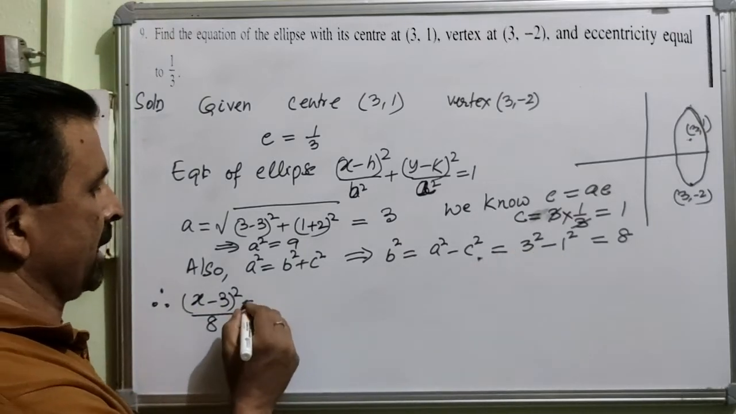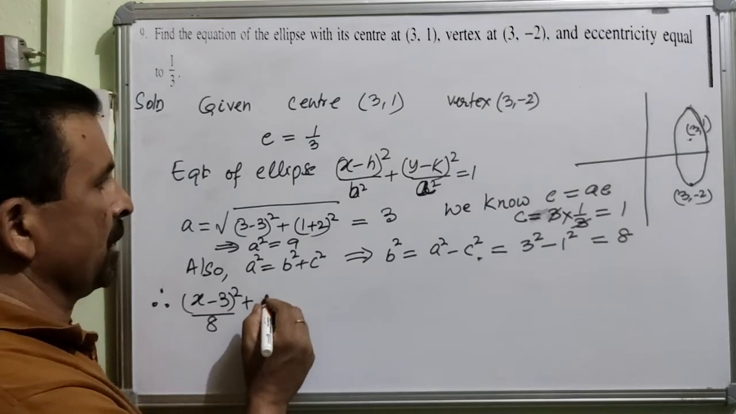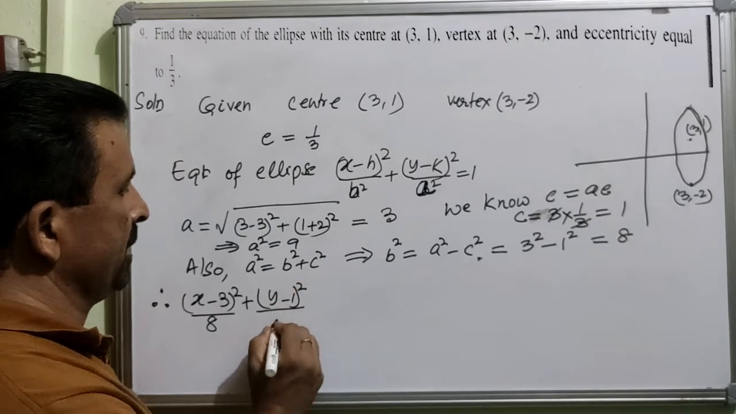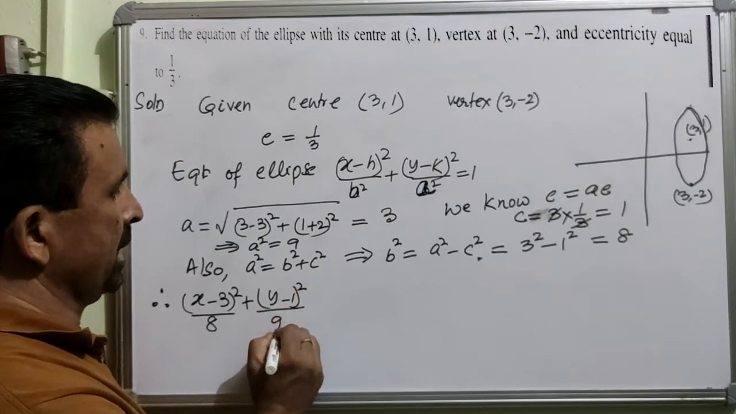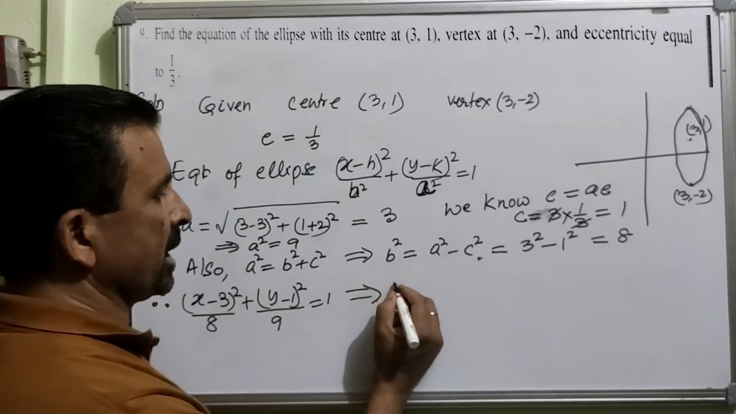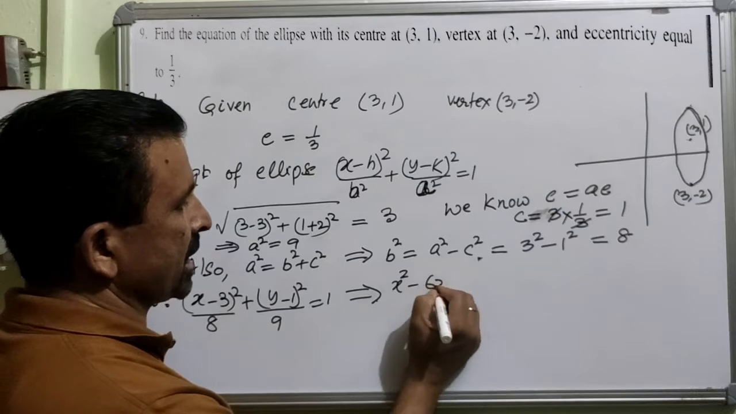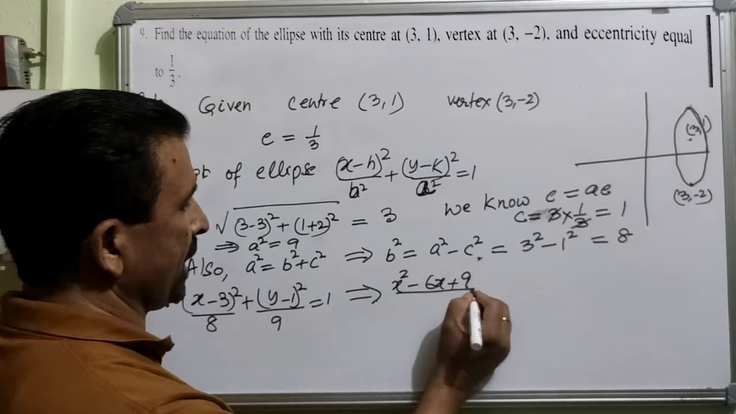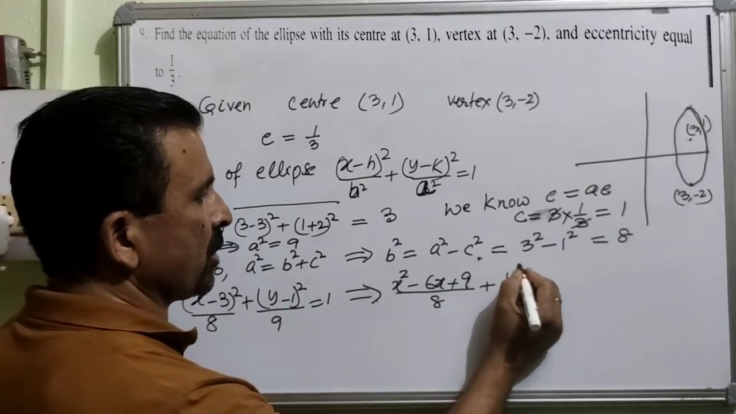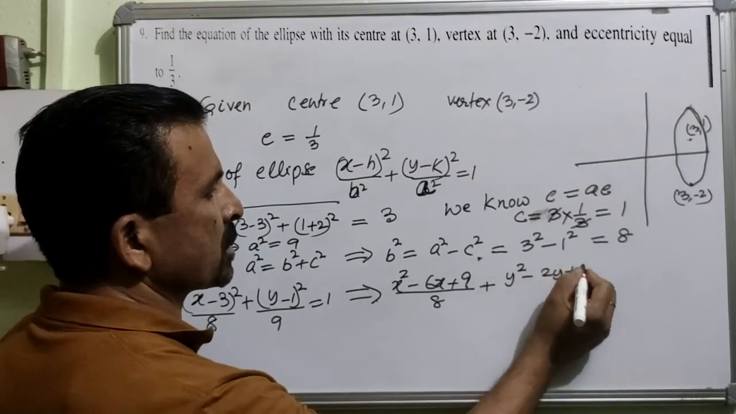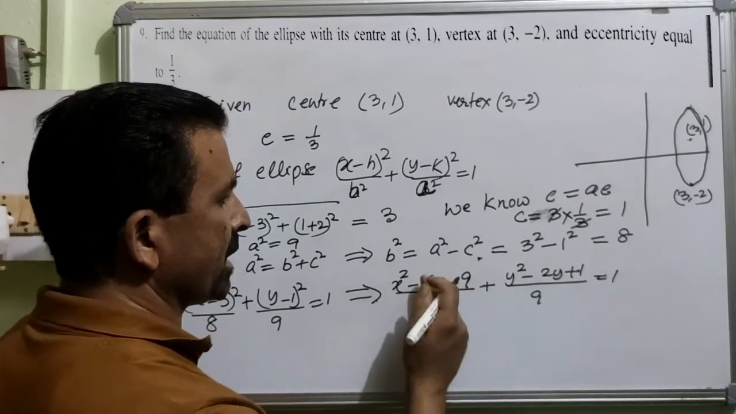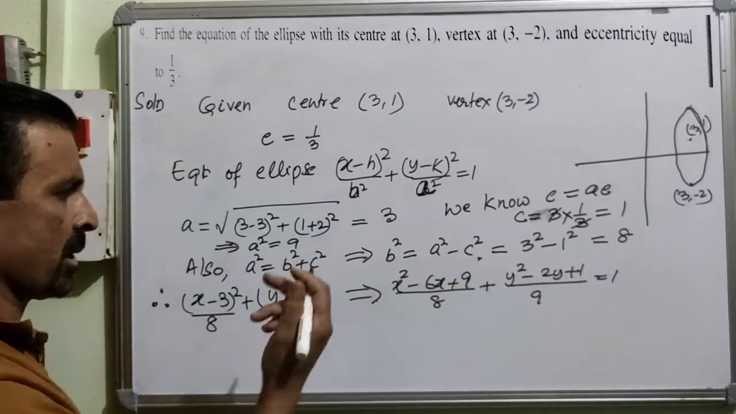And then we will come to the next one, which is (y minus 1) whole square divided by 9, this is the bigger number, and this is equal to 1. Now let us simplify. (x minus 3) whole square, that is x square minus 6x plus 9, divided by 8 as it is, plus (y minus 1) whole square, which is y square minus 2y plus 1, divided by 9, is equal to 1.